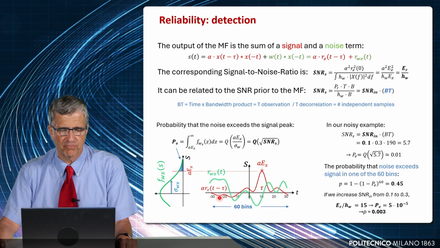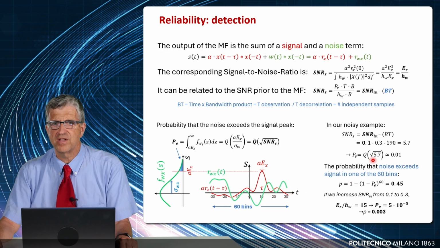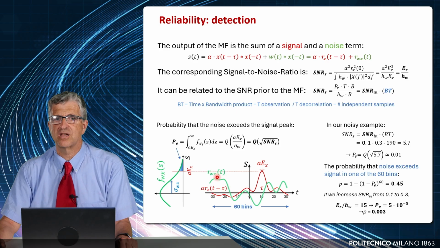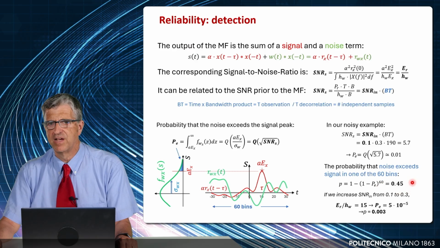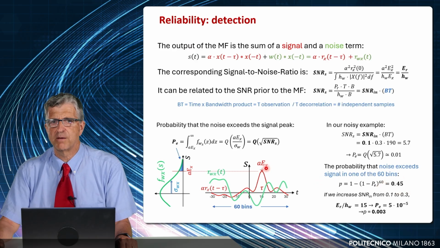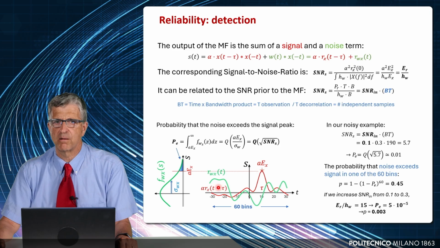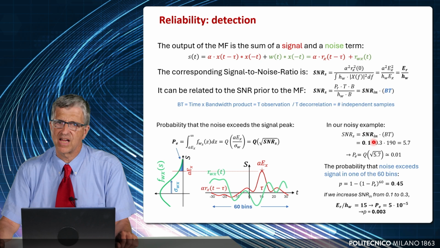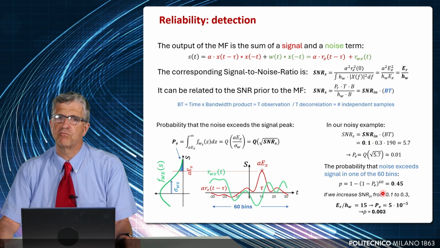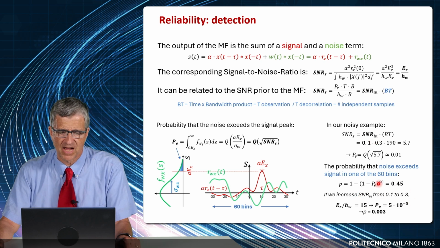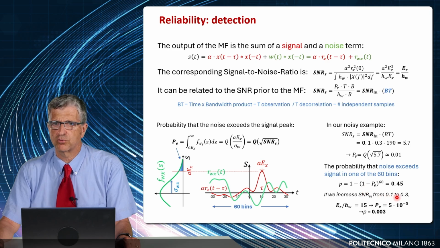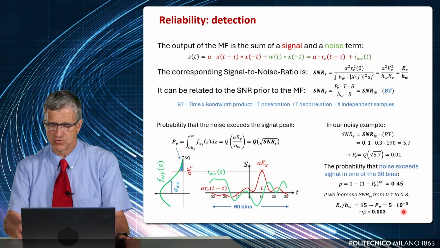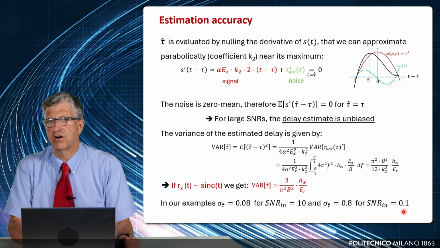But when we consider, for example, these 60 seconds, the probability that there is at least one peak of noise that is above the signal is 0.45. So it means that half of the time our peak is not due to the signal but to the noise, and so this estimate is very unreliable. And this is done for the most noisy case. But if we increase just by a factor of 3, for example, the signal-to-noise ratio at the input from 0.1 to 0.3, now the probability drops to 3 parts in 1,000, and this means that we never make an error.